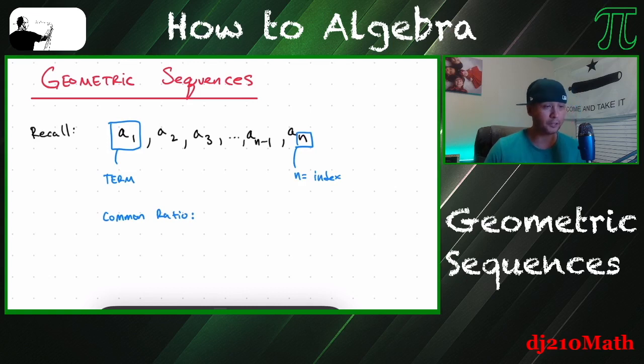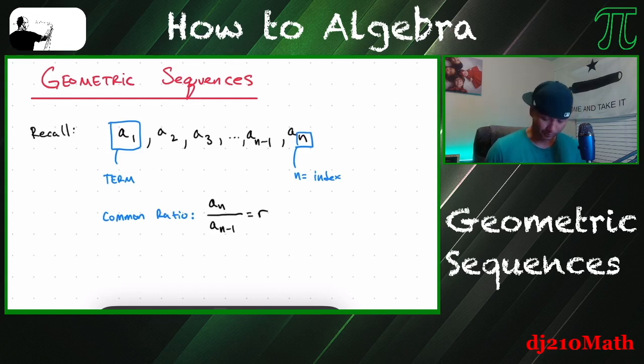So a common ratio is going to be some term in the sequence, and when you divide it by the prior term, the term right before it, this will equal r. That's the variable that we use to denote common ratios.